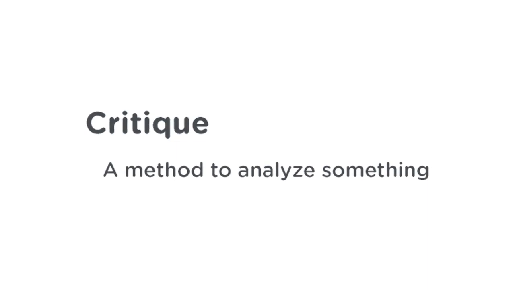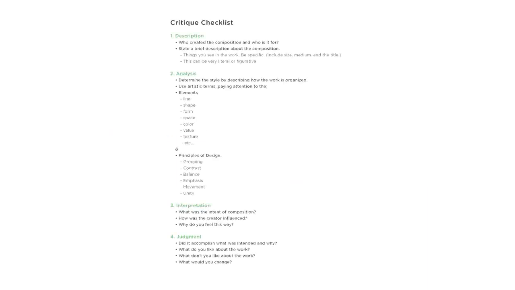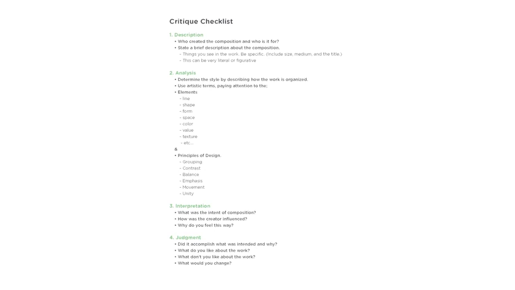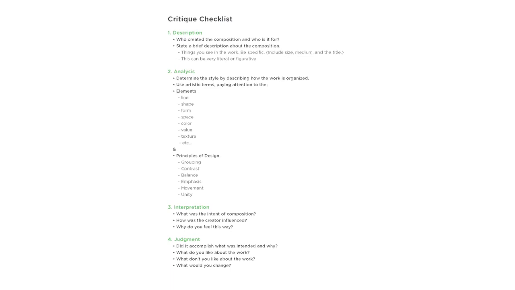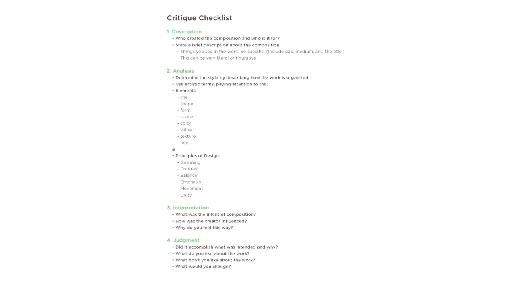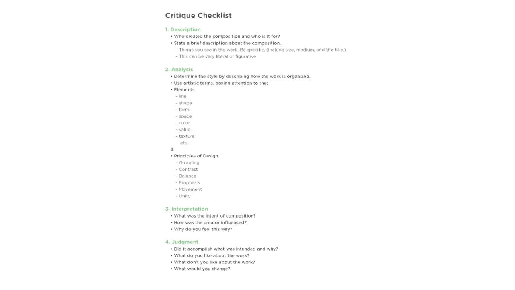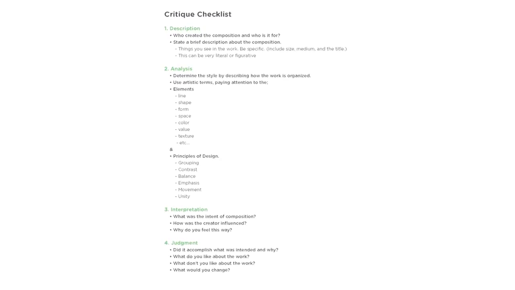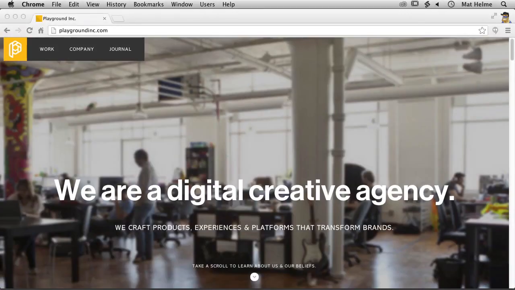We use the design elements and principles we just learned to achieve this process. I have compiled a critiquing checklist for you in the project downloads. This list is very similar to what an artist might use when critiquing fine art pieces. However, I altered a couple of things so we can use it for critiquing designs as well. I will be critiquing a website located at playgroundinc.com as an example to walk through the critiquing process.